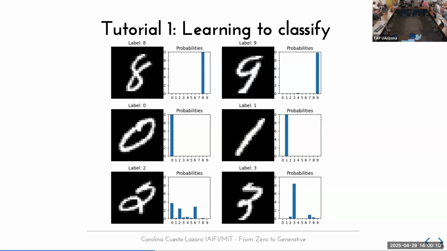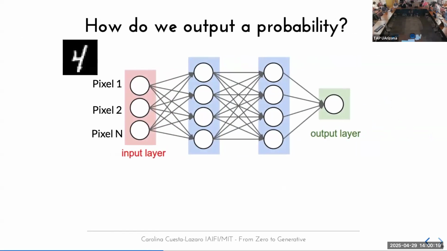Same for the others. So that's why we care about models that can output probability values, because obviously things are not black or white. Okay, so the question is, how do we output a probability value for these numbers?